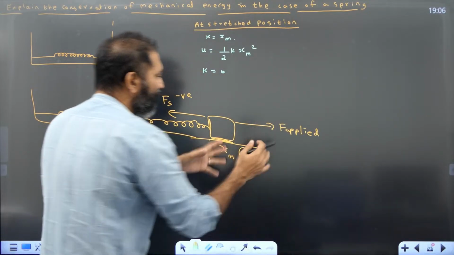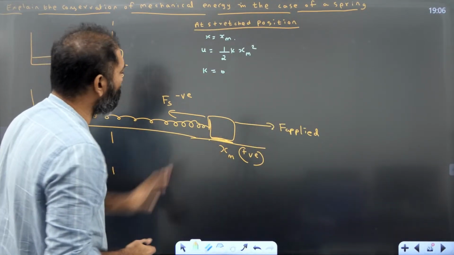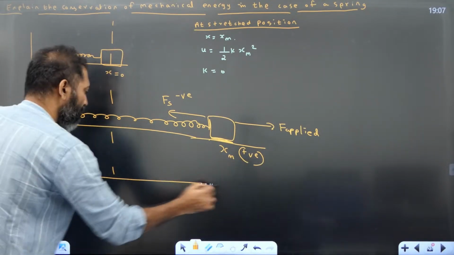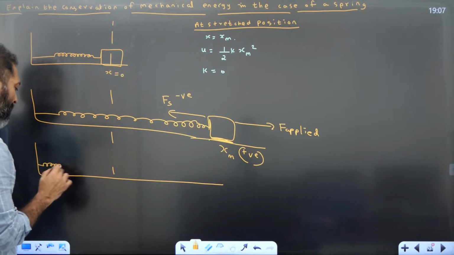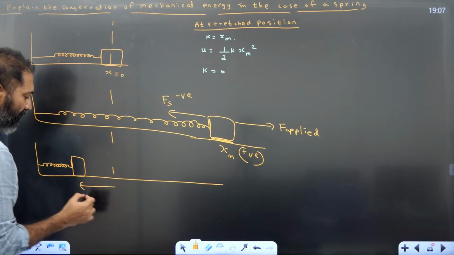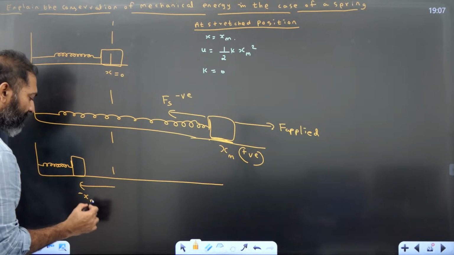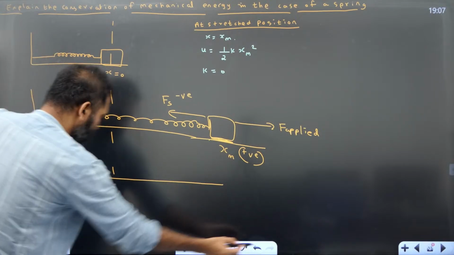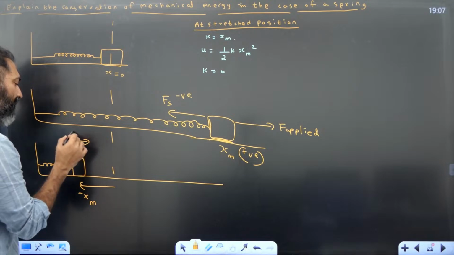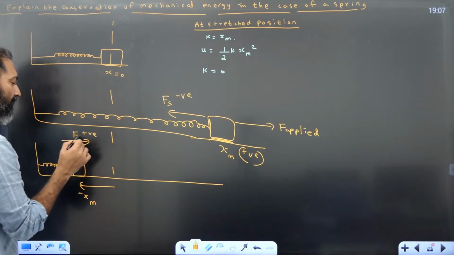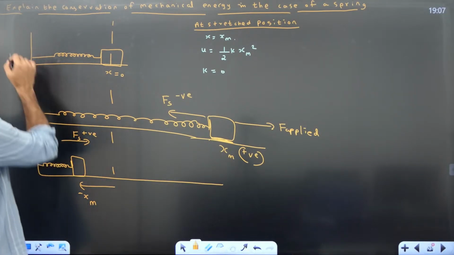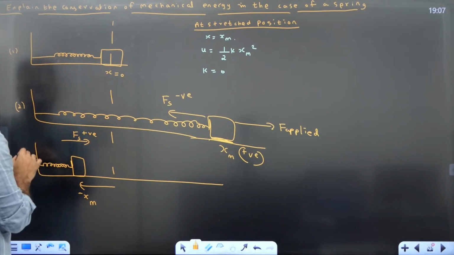Now, when I release the block from this position, what will happen? The body goes back to this position. In this case displacement is minus x suffix m, because the distance is taken towards the left side. Spring force is positive because it is towards the right direction. Any doubt?